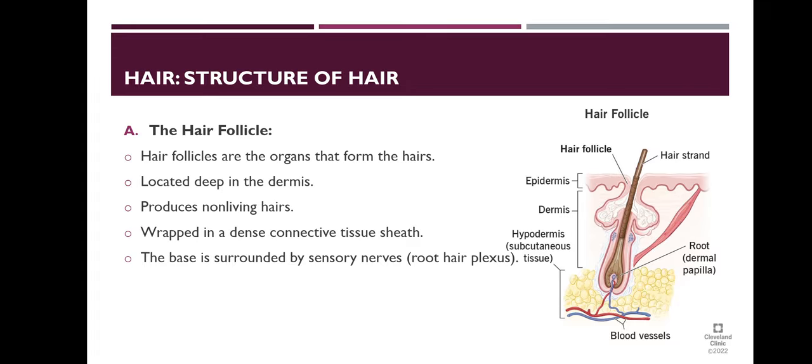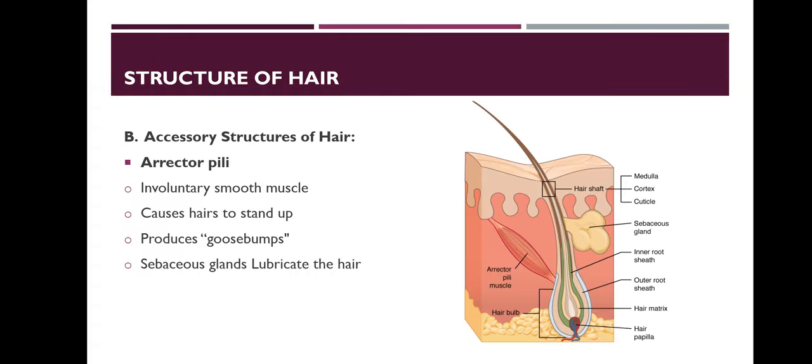Next, we are going to discuss the structure of hair. The hair follicles are the organs that form the hairs, located deep in the dermis layer. The hair follicle produces the non-living hair, which is wrapped in a dense connective tissue sheath. The base is surrounded by the sensory nerves, or root hair plexus. This root is connected with the sensory nerves.